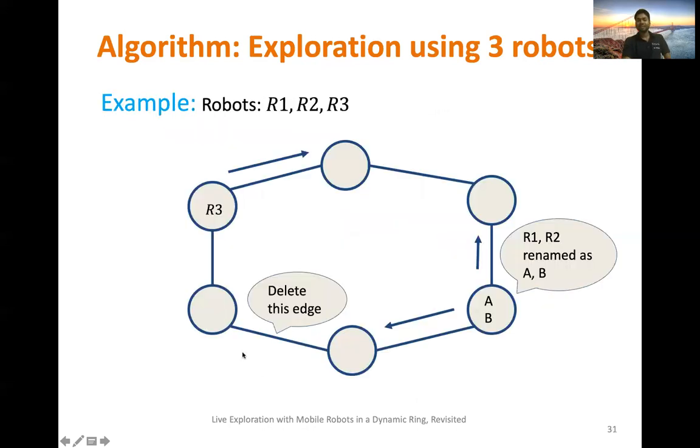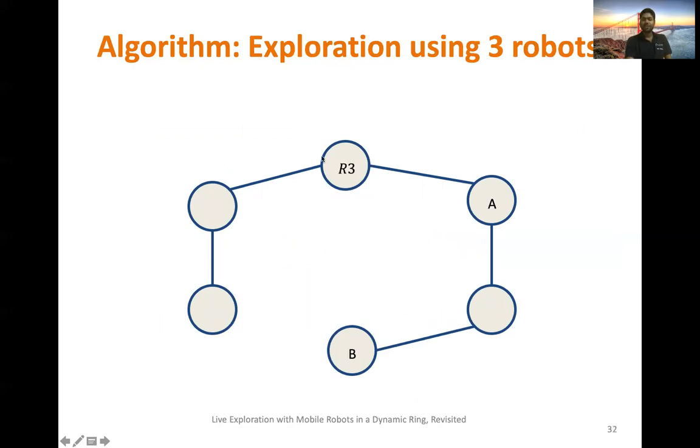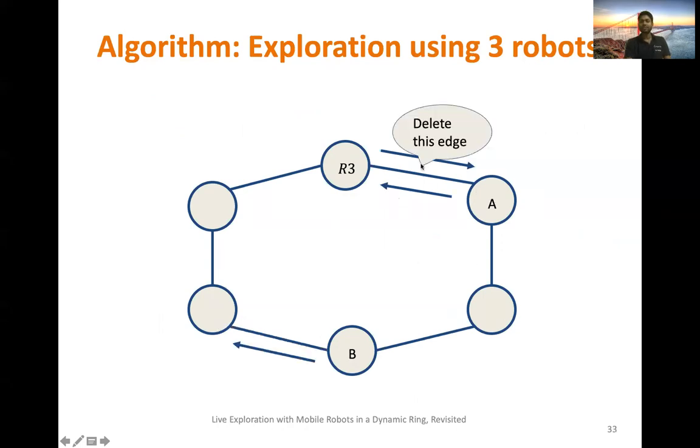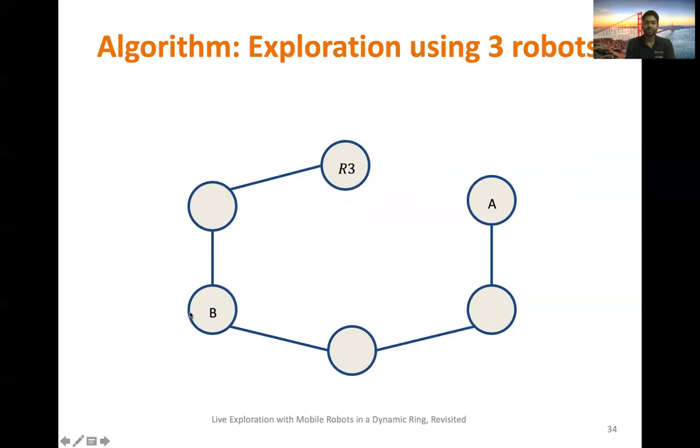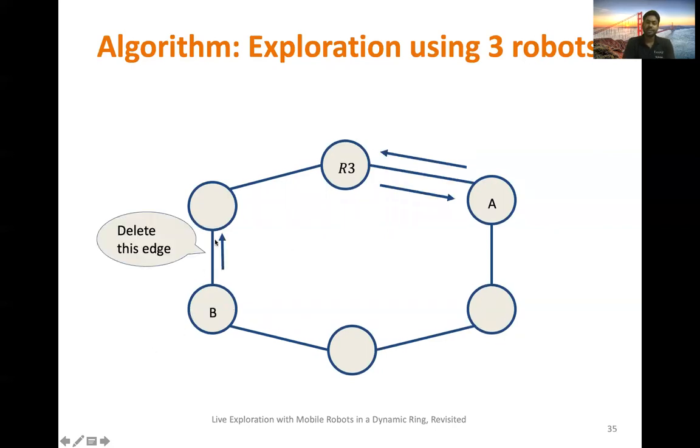So let's say this is R3, and A and B started moving in opposite directions, and let's say the adversary deletes this edge, and R3 moves here. So in the next round, this is the situation. Now R3 is here, A is here. A and B will never change direction. So B cannot move because of this edge deletion, and A can go. Now let's say the adversary deletes this edge between R3 and A. So A and R3 cannot move, but B can move here. B is here. Now in the next round, let's say the adversary deletes this edge, blocking B.